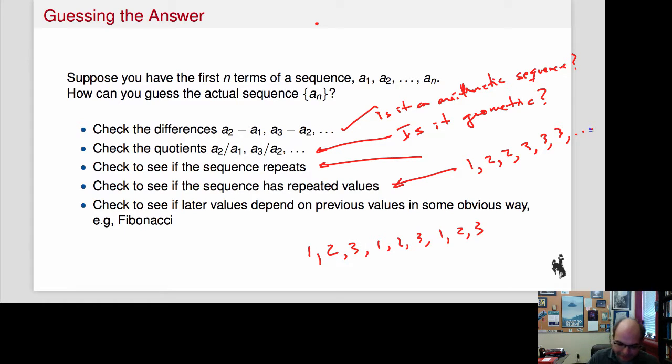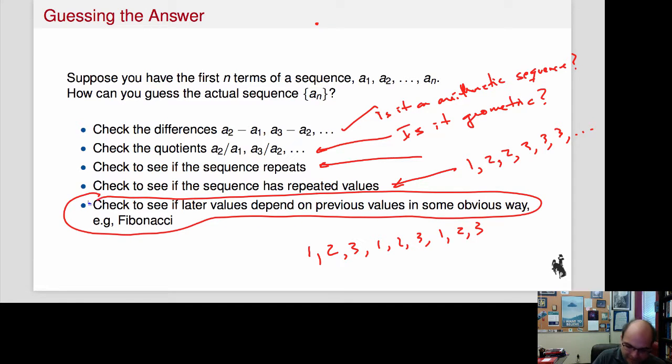And then it's a little bit of desperation. Basically what I'm saying is, it's not any one of these obvious things. So let me see if I can come up with a rule where a sub n depends on a sub n minus 1 and a sub n minus 2 maybe. Maybe it's a sub n minus 1 and a sub n minus 3. Just something to see if it works. You're combining things, adding them, multiplying them, subtracting them, and hoping that gives you the result. So that's advice. That's not very concrete.